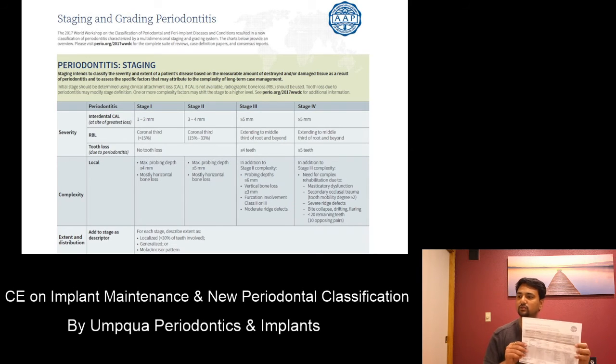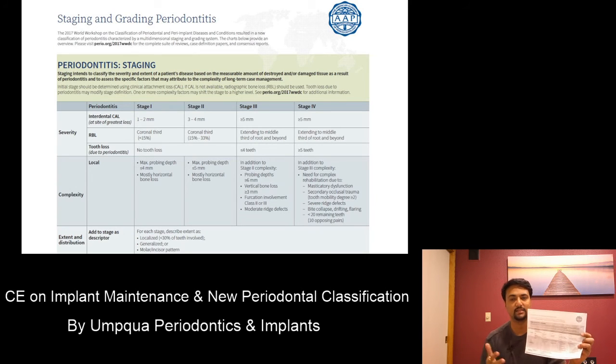Extent and distribution, localized and generalized. In the older classification, they used sites. Now we are using teeth. So if there are 30% or more teeth involved with clinical attachment loss, that becomes a generalized case. If it's less than 30% of involved teeth, then it's a localized case.